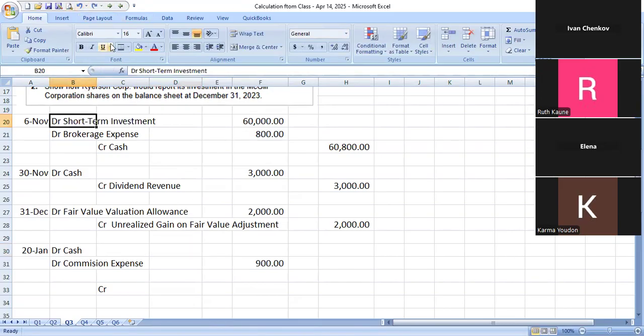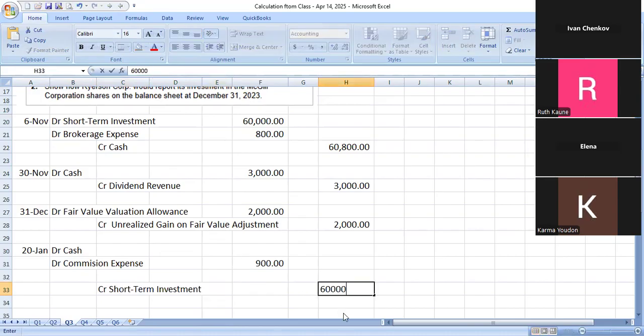So why did we make that money? Because we sold our short-term investment, correct? Yes. Let's get rid of that short-term investment. Credit short-term investment, and that short-term investment was originally at 60,000. For those of you who are going to continue accounting, when you move to intermediate financial reporting, that's way easier. We don't have to deal with this fair value valuation allowance account.